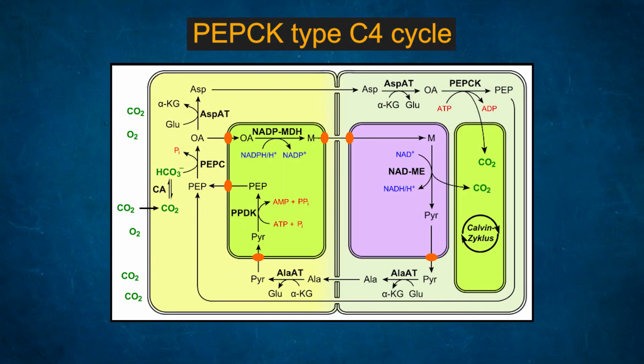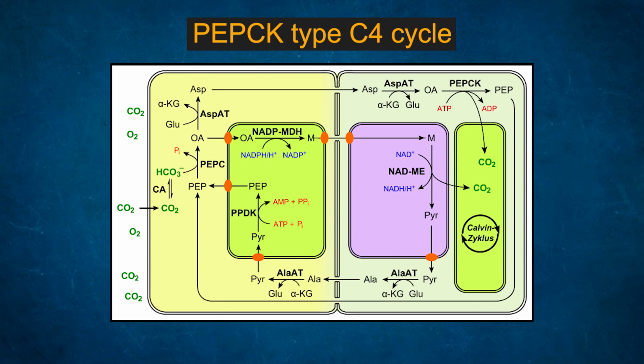The third important process is the PEPCK type C4 cycle. It is so called because the enzyme is phosphoenol pyruvate carboxykinase. In this particular process, what happens is carbon dioxide initially is fixed by phosphoenol pyruvate carboxylase, and it will be converting phosphoenol pyruvate to oxaloacetic acid like in the previous process, and this oxaloacetic acid is converted to malic acid via the dehydrogenase or malate dehydrogenase. This malic acid will get into the mesophyll tissue and it will be acted upon by NAD-ME enzyme, and it will be converted to pyruvic acid.